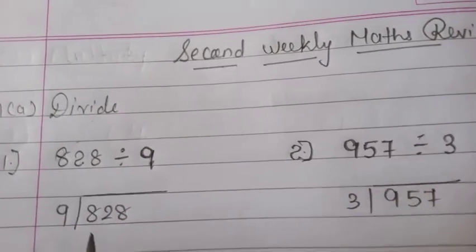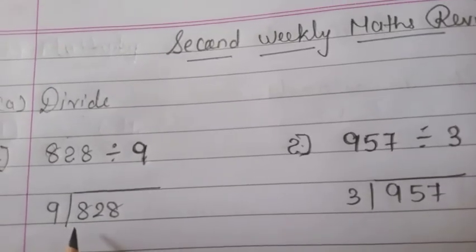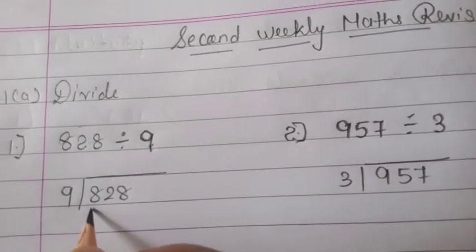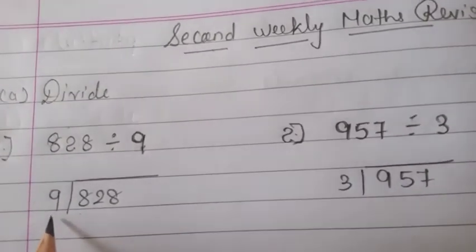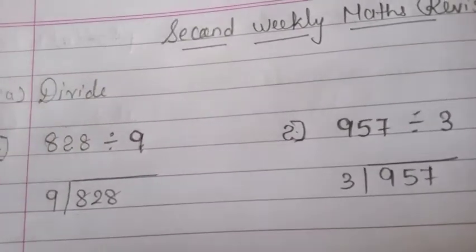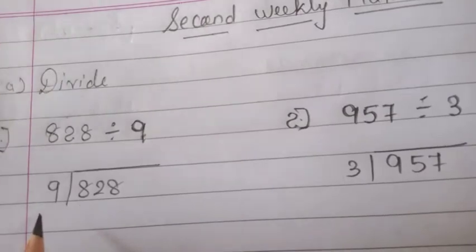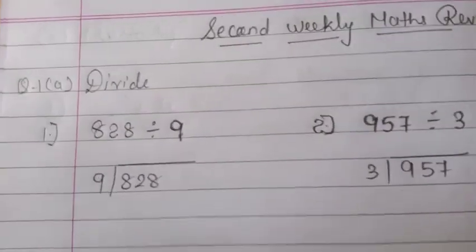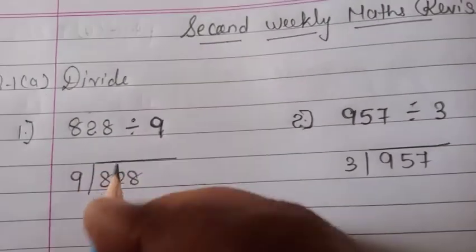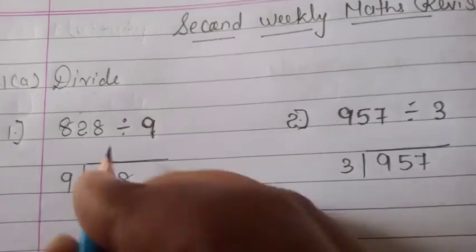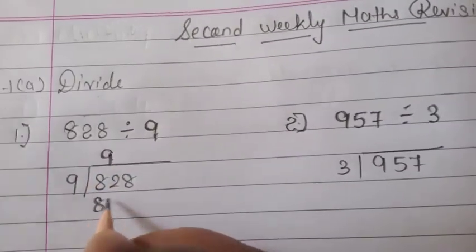So we will write this way, divide. And first of all we have to see the first digit. This is 8. So 8 is smaller than 9, so we can't divide. So we will take two digits, 82. In the 9 table, 82 will not come, so we will take the smaller number. So 9 9s are 81.